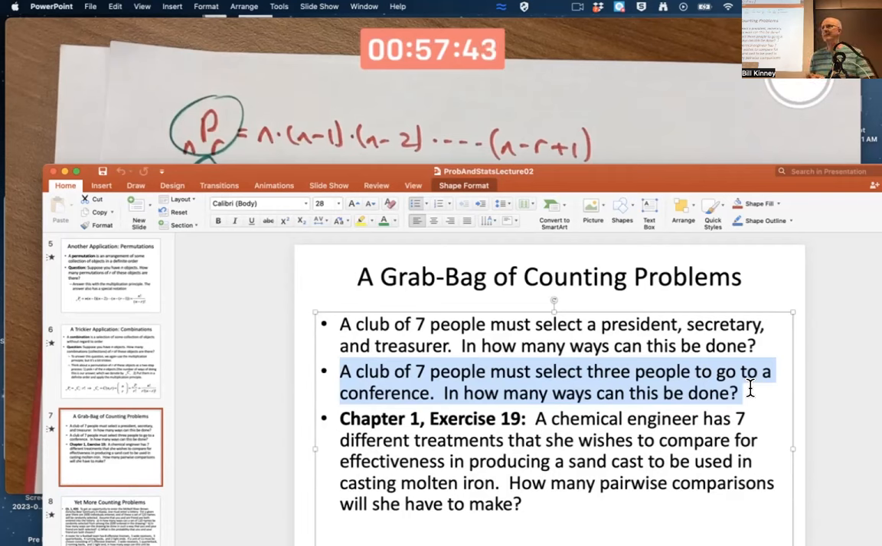Going back to our example with four people, A, B, C, and D, if I pick A first, then B, then C, that's the same group of people as picking C first, then B, then A. Or B first, then A, then C. The order doesn't matter. So the number of ways this can be done is going to be smaller than 210.